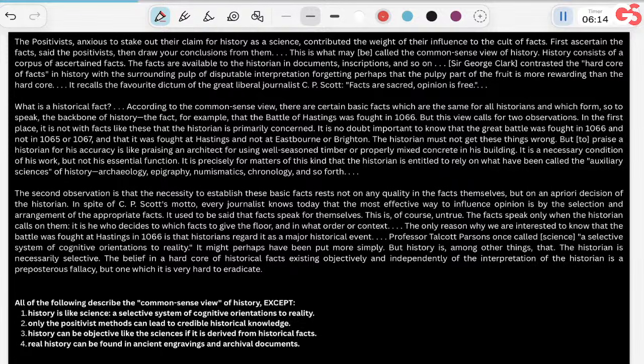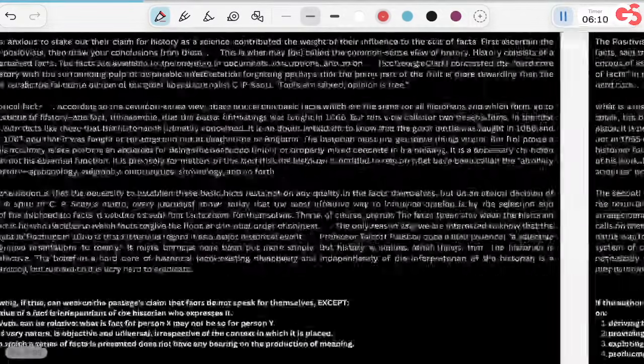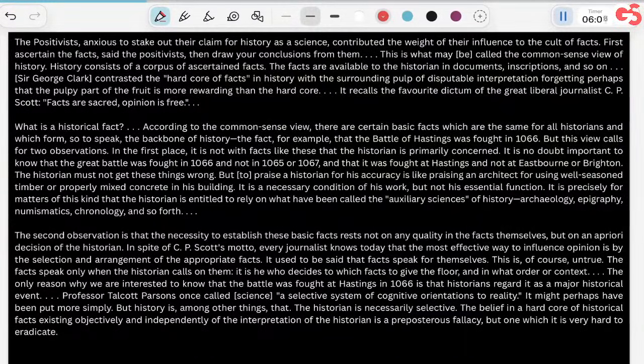You should not read the option to this passage. Okay. So let's go to the exact passage now.